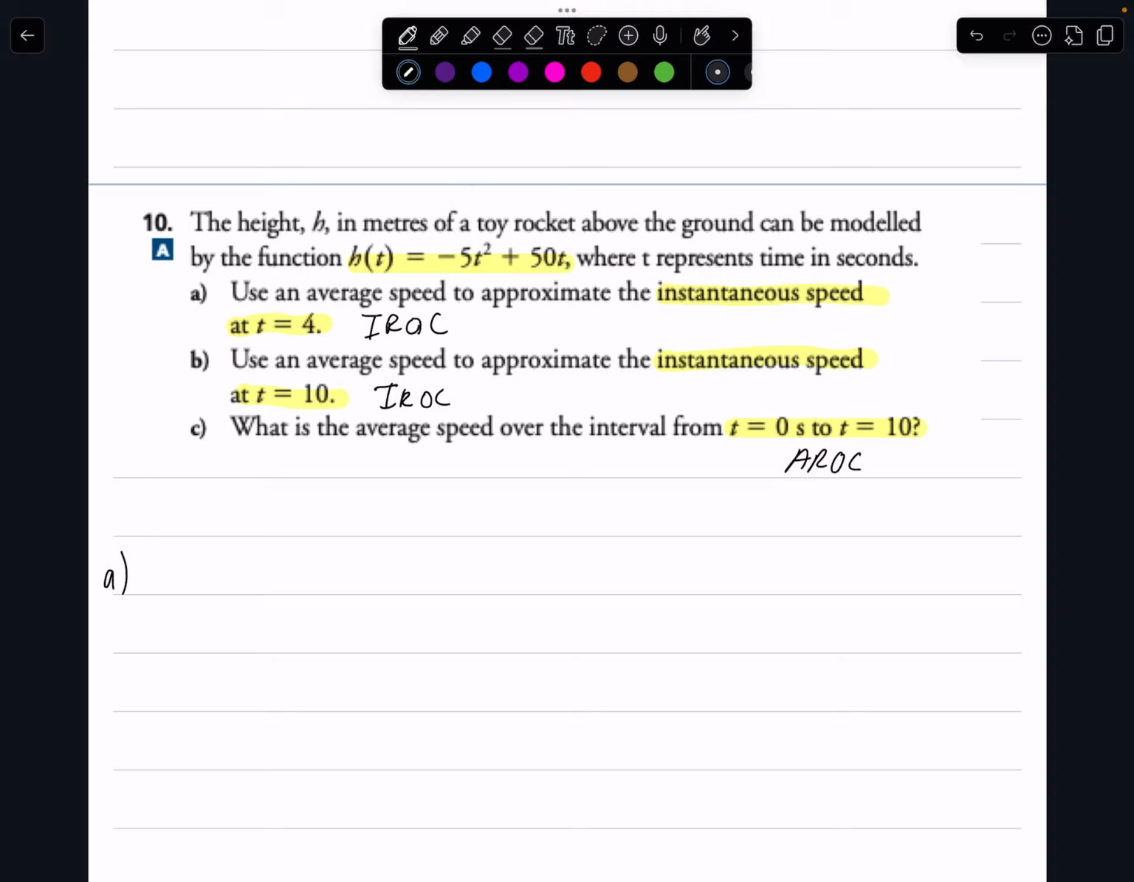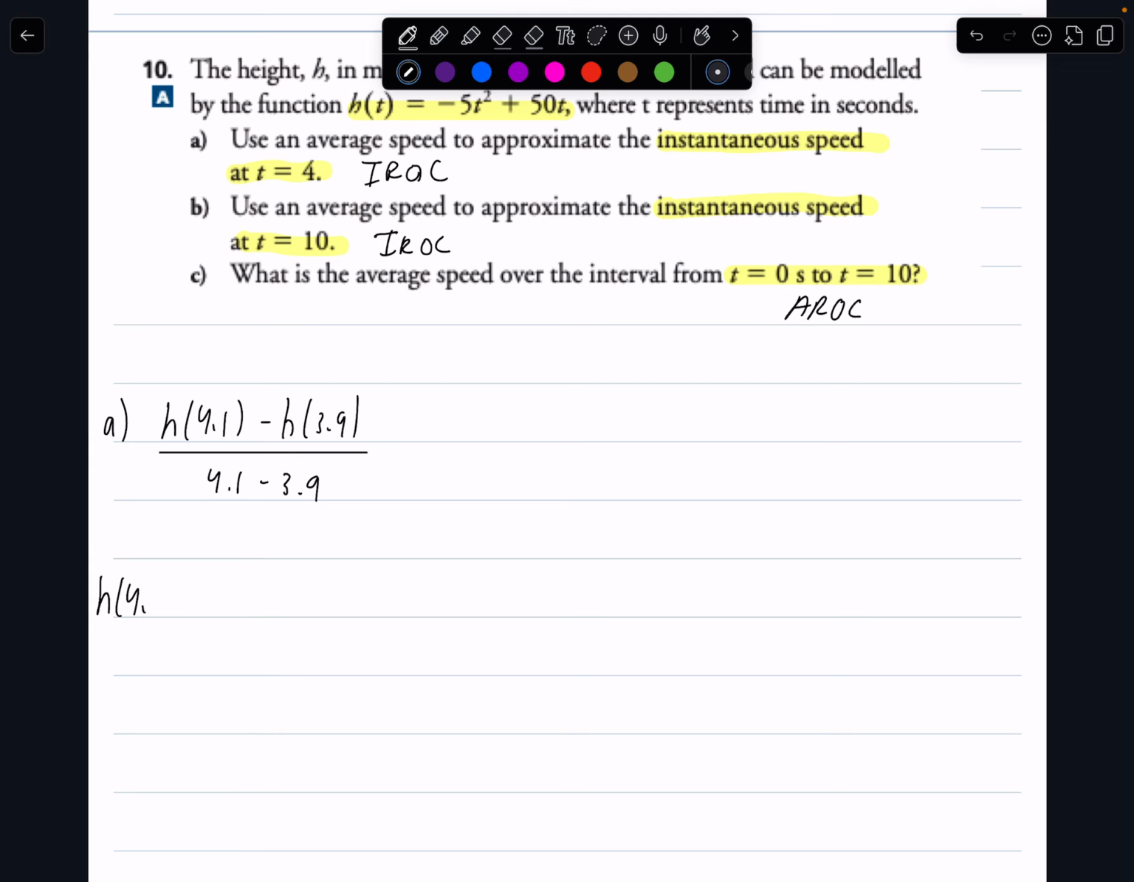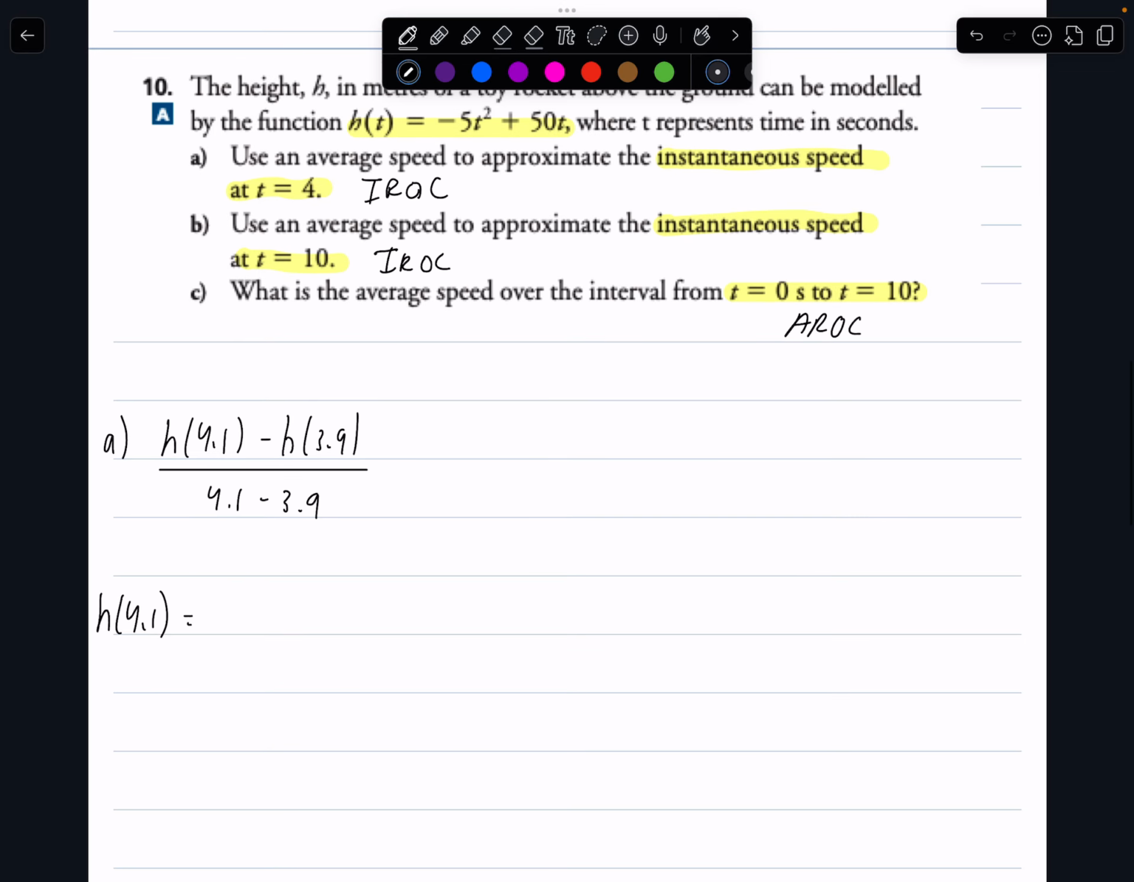So we're going to have h at 4.1 minus h at 3.9 over 4.1 minus 3.9 because we're approximating it at 4. So if we actually do that out, h at 4.1 is equal to, we'll actually write out the equation, negative 5 times 4.1 squared plus 50 times 4.1. So you end up with 120.95.